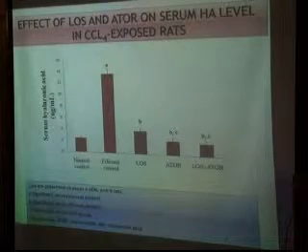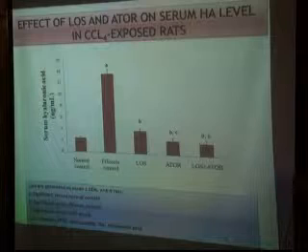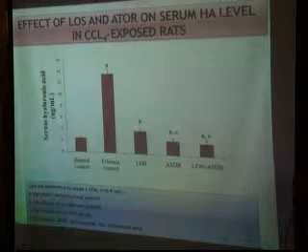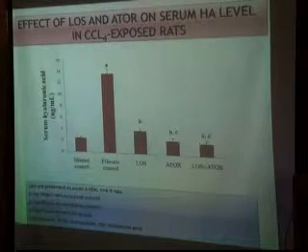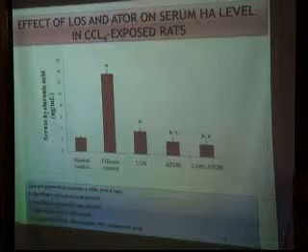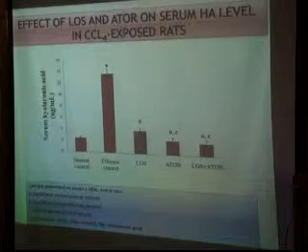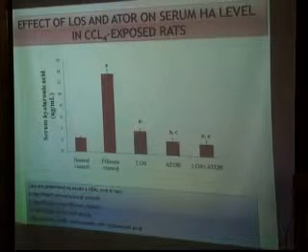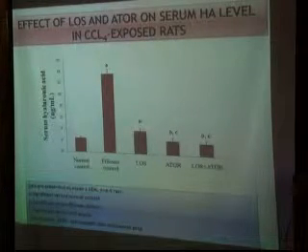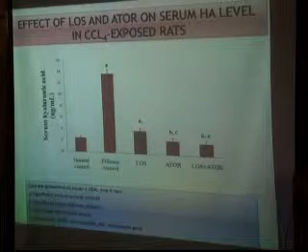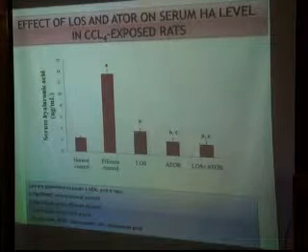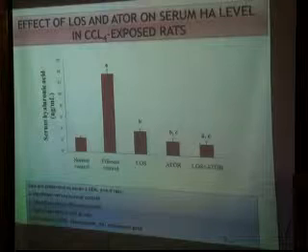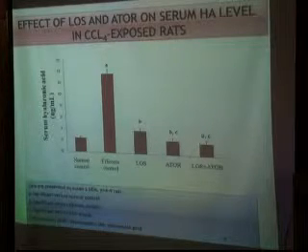Serum hyaluronic acid, as I said before, is an important extracellular matrix protein which increases in liver fibrosis. Here, as shown in this figure, the fibrosis control group showed a significant increase, 4-fold the level in normal control, while the 3 drug-treated groups significantly decreased compared to fibrosis control, with the greatest decrease in the co-treated group.